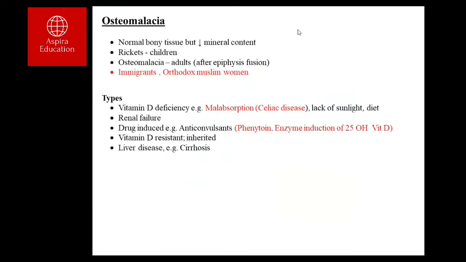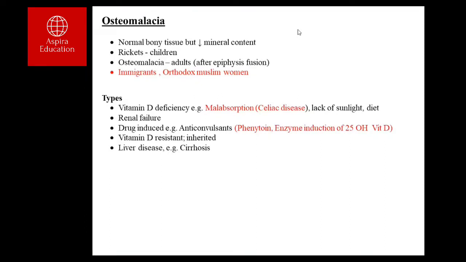The first thing is osteomalacia. As you know, in osteomalacia there is a decrease in the mineralization of the bone. Now, it can happen both in children as well as in adults. If we see this condition in children, it's called rickets. So we don't use the word osteomalacia in children. It's called rickets, basically because of vitamin D deficiency. The corresponding term in adults is osteomalacia. So you're going to get questions on osteomalacia.